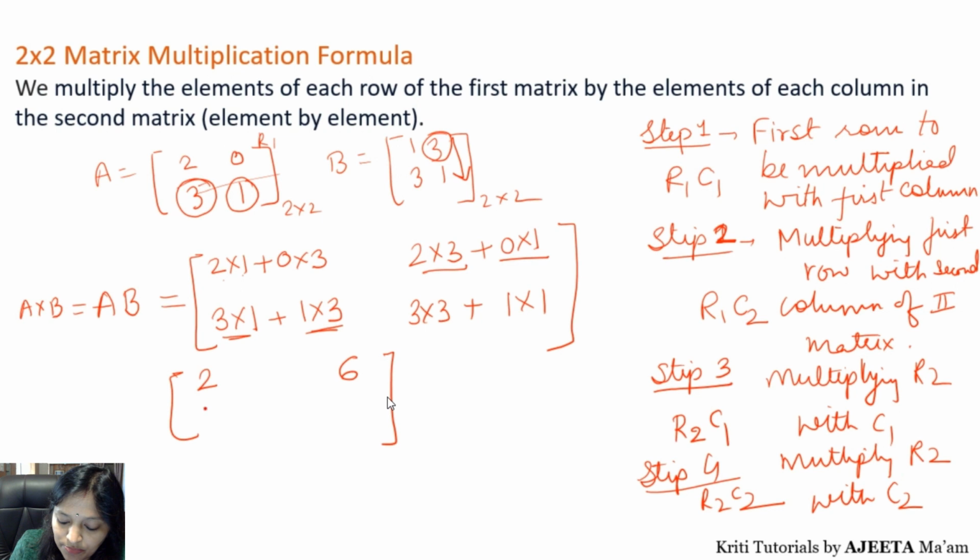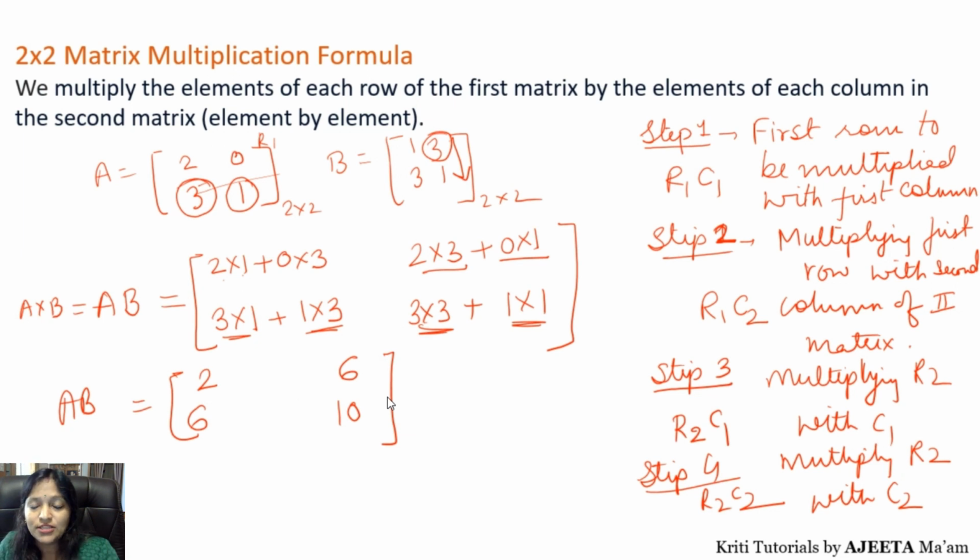3 ones are 3, 3 plus 3, how much is it, 6. 3 threes are 9 and 1 ones are 1. 9 plus 1, how much is it. This is your AB. And this is how we multiply in 4 steps. Okay, in 4 steps, the 2 by 2 order matrix.